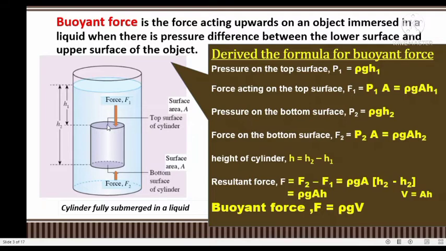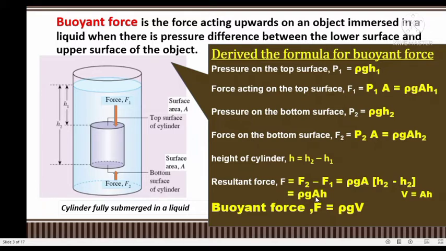So the difference in force at the top and bottom surface, or the difference in pressure, will produce a net force upwards. Thus, the resultant force that acts on the cylinder, F, equals F2 minus F1. We just factorize rho gA, thus we get H2 minus H1. H2 minus H1 is actually the height of the cylinder, which we can represent by H. Thus we get the resultant force F equals rho gAH.